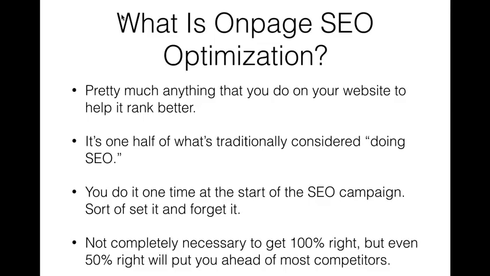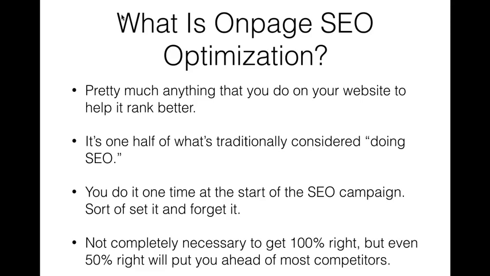So we're going to talk about on-page optimization right now. What is on-page SEO optimization? Pretty much, on-page SEO is anything that you do to the actual site itself to help it rank better. It's one half of what's traditionally considered, quote unquote, doing SEO. When people tell you they do SEO, sometimes they're only talking about on-page optimization. Other times they're talking about a whole bunch of different things. But on-page usually factors heavily into doing SEO.